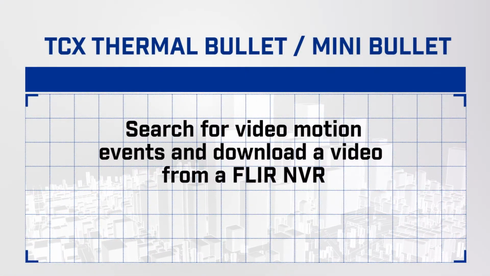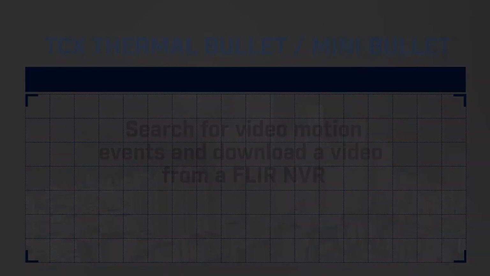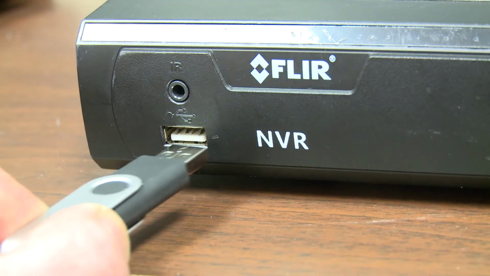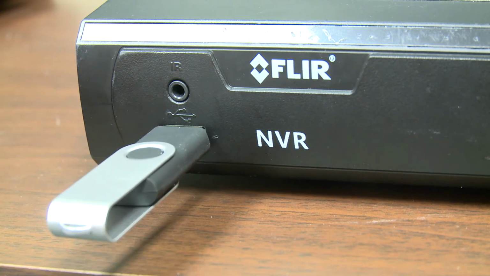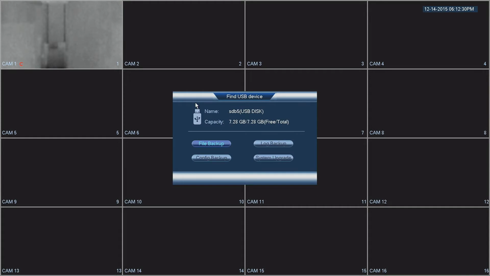This video will demonstrate how to search for video motion events and download a video from a FLIR NVR. Connect a USB flash drive to an open USB port on the NVR. The USB Detect window should open.